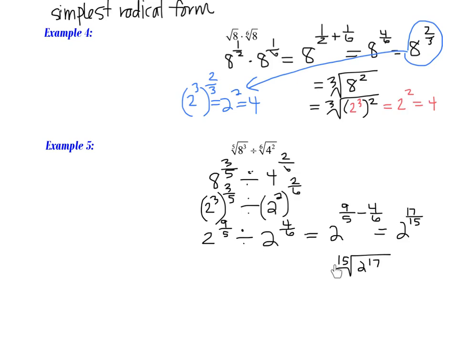Now, when we have a 15th root, any set of the power of 15 can come out of the radical. So what I have underneath the radical there is 2 to the 15th, but then 2 more left over. So the 15th root of 2 to the 15th is just 2. And then we're left with that 15th root of 2 squared, which is 4. And there's our final answer for that one.